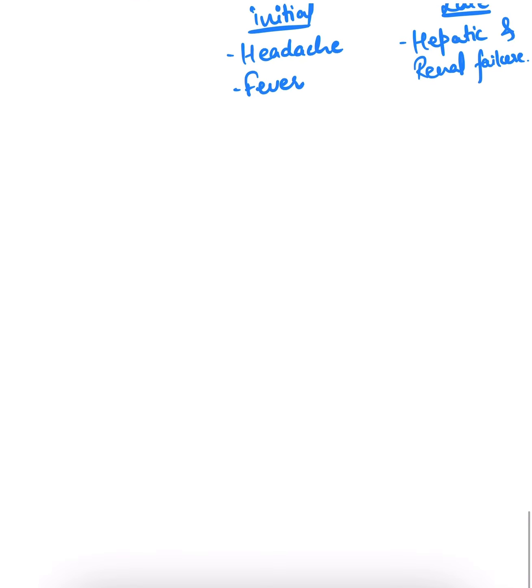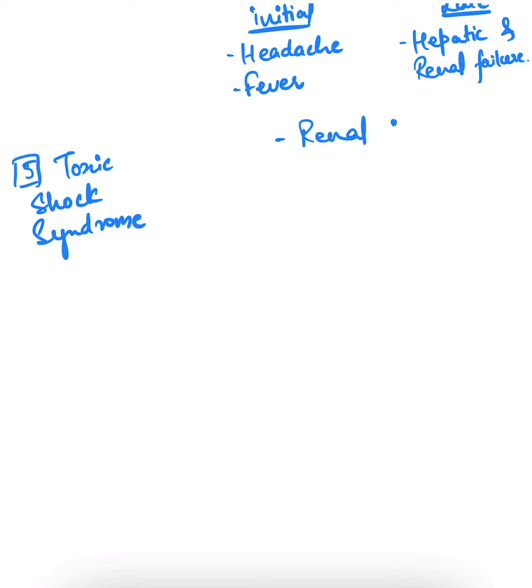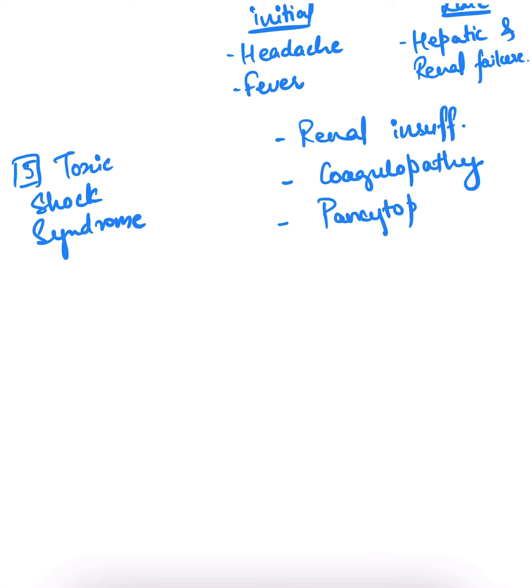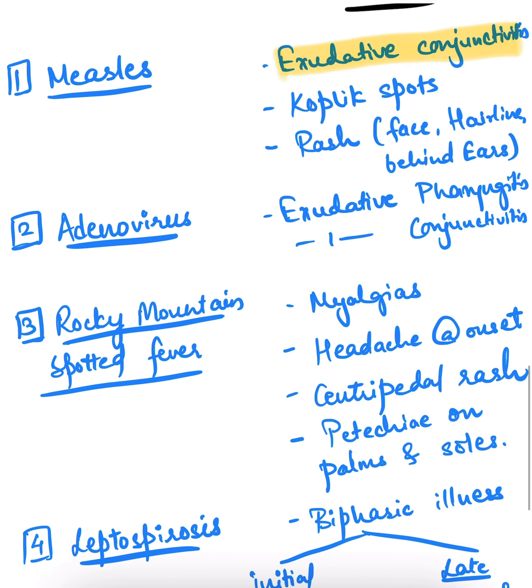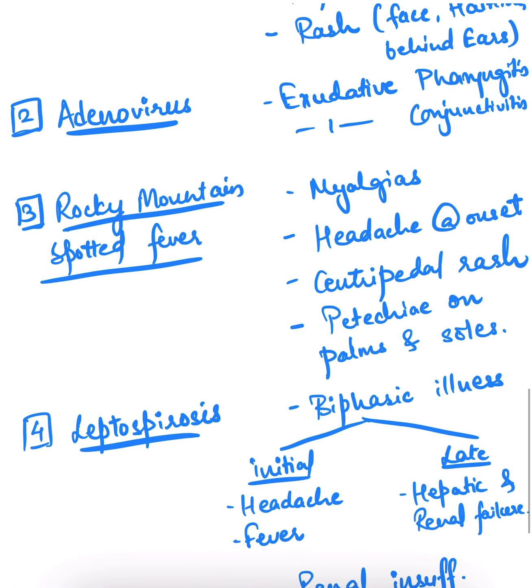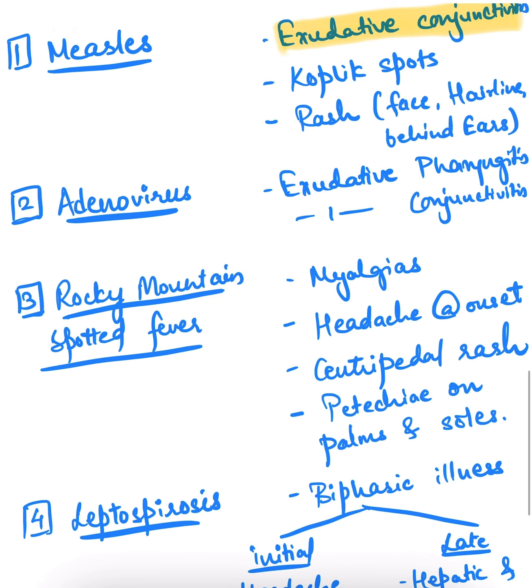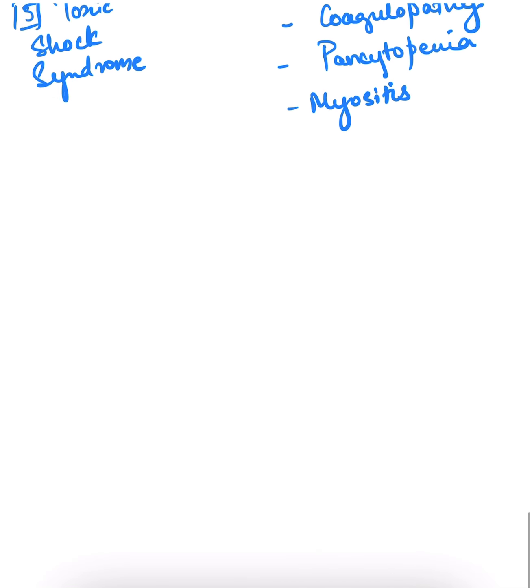Okay, so the fifth is toxic shock syndrome. So again, renal insufficiency is seen, coagulopathy is seen, pancytopenia, and inflammation of the muscles, that is myositis, is seen. So these are some of the diseases which are similar to Kawasaki disease, but the distinguishing features allows us to differentiate it from Kawasaki disease.